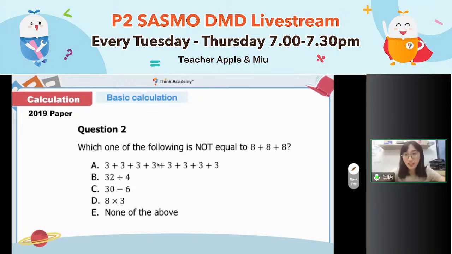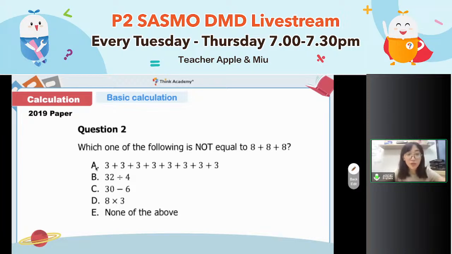Well, actually, everyone, you can see what is the first step here. Well, first you need to figure out the answer of 8 plus 8 plus 8, right? And I know that some of you already mastered multiplication. So you can write it as 3 times 8. 3 times 8 equals 24. So this is the answer you want to figure out. And then let's just analyze the options one by one.